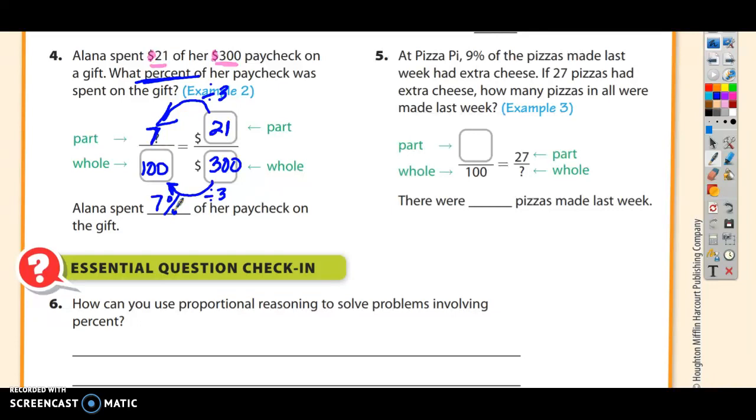At Pizza Pie, 9% of the pizzas made last week had extra cheese. If 27 pizzas had extra cheese, how many pizzas in all were made last week? So 9%, what does that mean? 9% means 9 hundredths. So 9 hundredths here, and 9% of them had extra cheese. And we don't know how many total pizzas were made. So now we have it all set up correctly. And what you need to notice is that 9 times 3 is 27. So 100 times 3 is 300. There were 300 pizzas made last week.